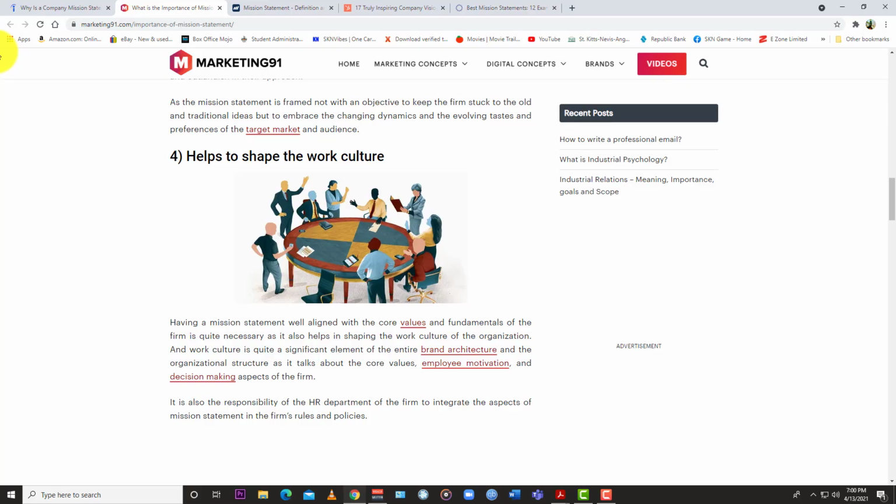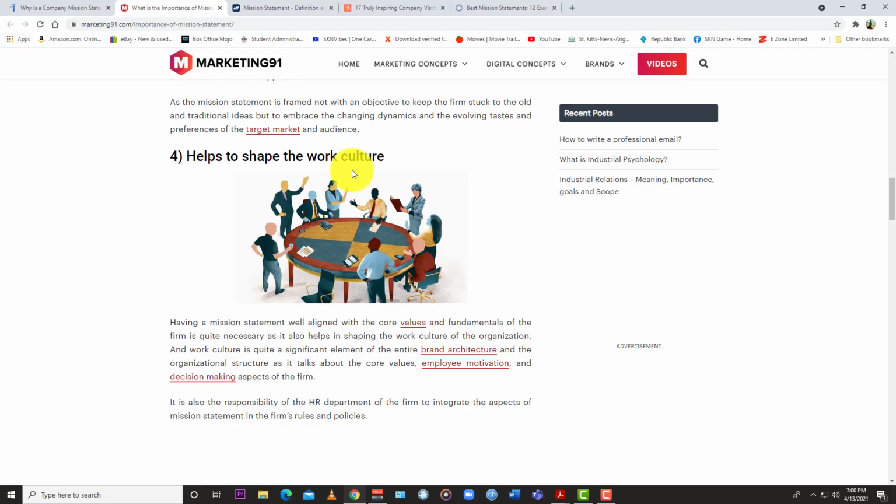Another important reason is that the mission statement helps to shape the work culture or corporate culture. The mission statement can let you know, okay, this is what this firm is about and this is how I expect the firm to behave. So for example, when you look at Google and those kinds of companies where they have this whole whimsical way of doing things.